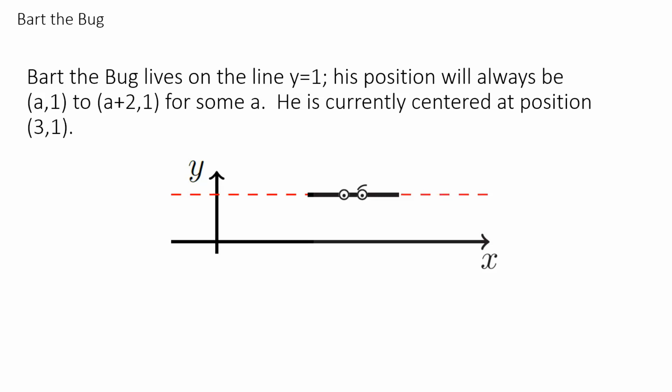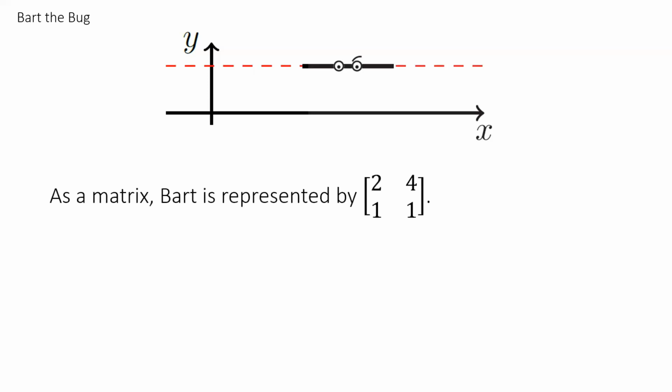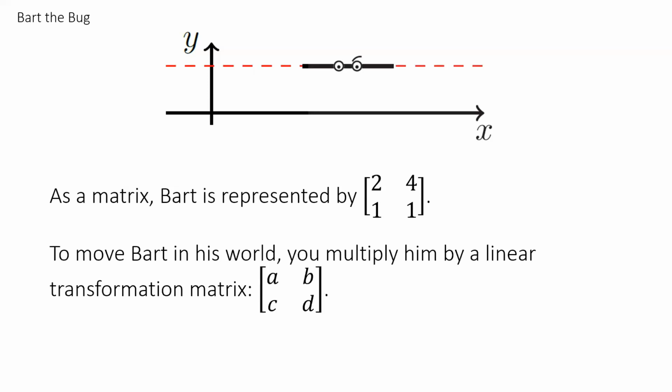So let's say I want to move him. To do this, I need to represent him as a matrix. So let's represent him as 2, 1, 4, 1, or 2, 4, 1, 1, however we say it. So each column represents a point on Bart. One is his left side, one is his right side. And I want to figure out what matrix to multiply him by to move him.